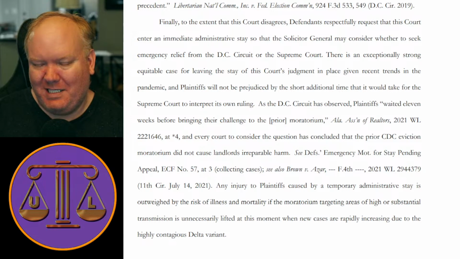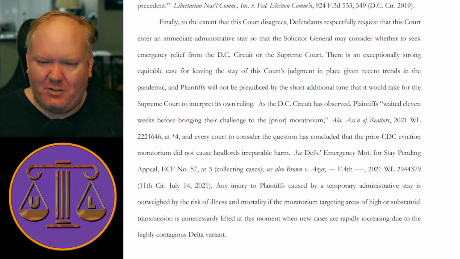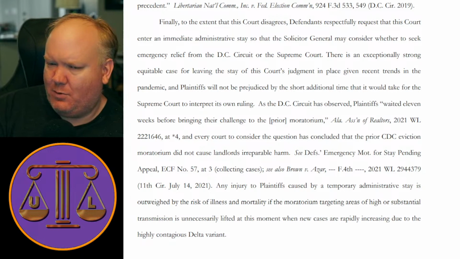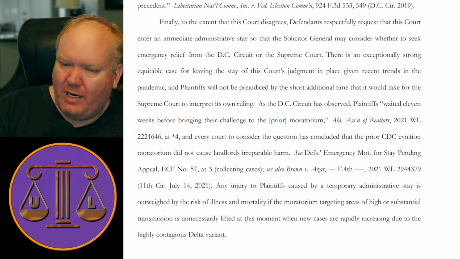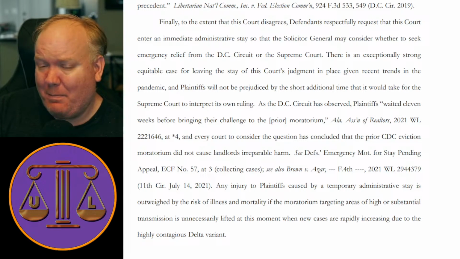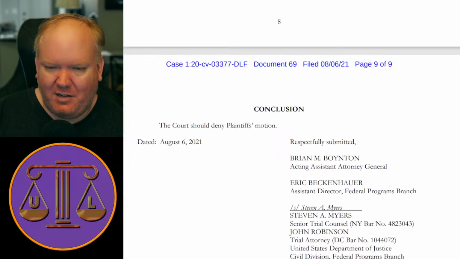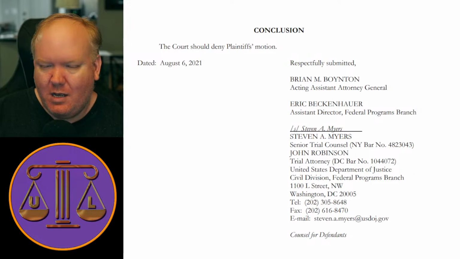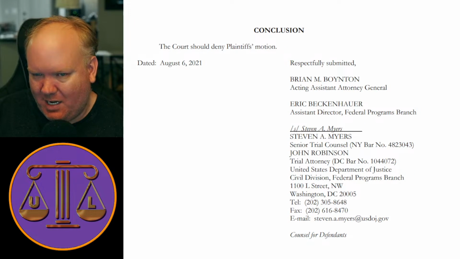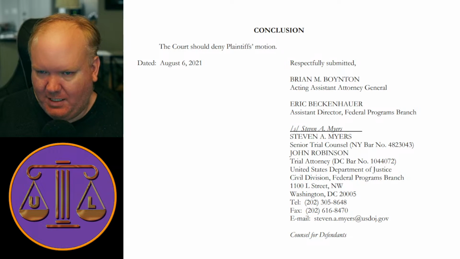Yeah, but they all said it was illegal. Except for you. Any injury to plaintiff caused by a temporary administrative stay is outweighed by the risk of illness and mortality. A moratorium targeting areas of higher substantial transmission, which again is apparently 90% of the population for some reason, is unnecessarily lifted at this moment when cases are rapidly increasing due to the highly contagious Delta variant. The court should deny the motion. This judge has no interest in denying the motion. This judge is very interested in granting the motion.